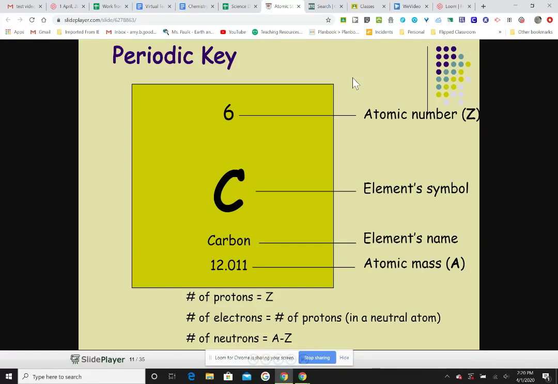This is Miss Goodson, and I just wanted to go over the periodic table, or in particular the actual element square for each one on the periodic table.